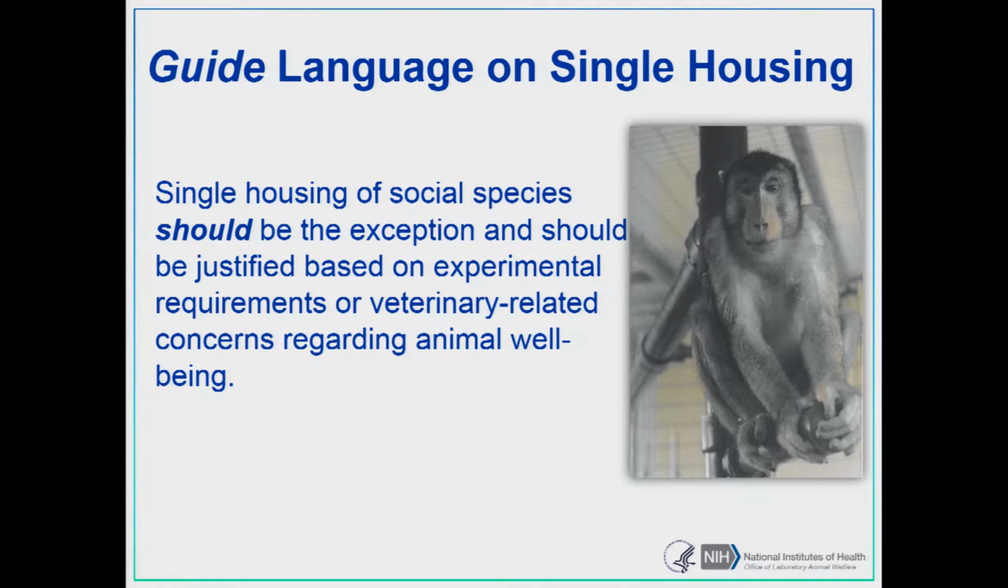So, more about social housing, single housing. What does the Guide say? Again, there are these specific exceptions: as long as it's justified based on experimental needs to the satisfaction of the IACUC, you can have an exception from social housing animals, or if there are veterinary-related concerns.